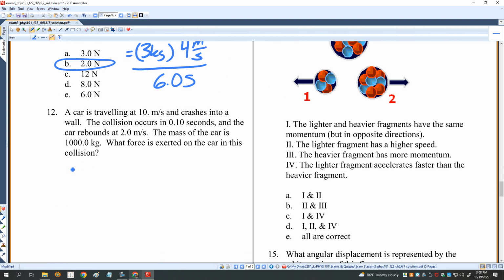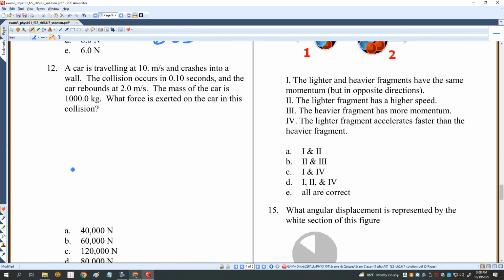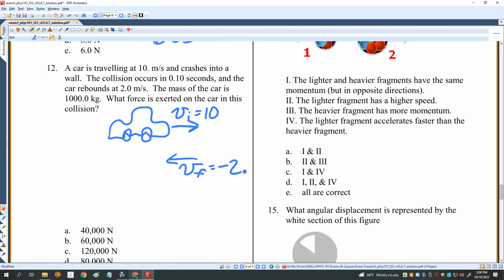A car traveling at 10 meters per second crashes into a wall. The collision occurs in 0.1 seconds and the car rebounds. So this car is traveling initially in this direction and then it rebounds and the final velocity is in that direction. So VI is equal to 10, VF is equal to -2. So my delta V is equal to -2 minus 10, which is -12 meters per second. That's my change in velocity, and I want to know what is the force.